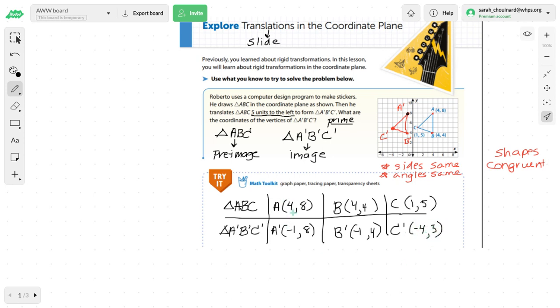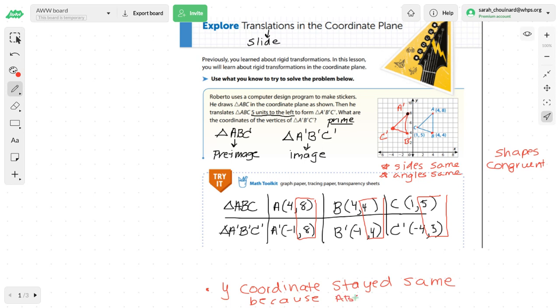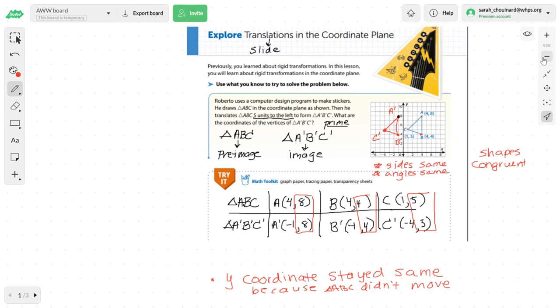So what do we notice about the pre-image coordinate compared to the image coordinate? Before it was translated, after it was translated. Well, one thing that I'm noticing is that the y coordinate never changed. The y coordinate stayed the same. Why might that be? Well, y is the up and down movement, right? So the y coordinate stayed the same because triangle ABC didn't move up or down. Let me zoom out just a pinch. So of course the y coordinate wouldn't change.